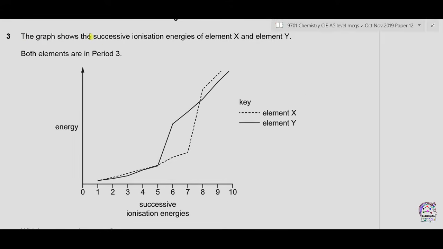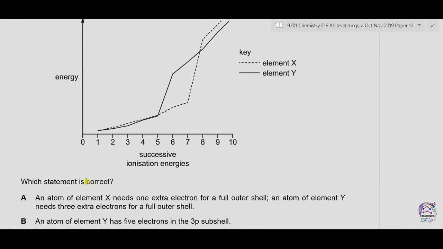Question 3. The graph shows the successive ionization energies of element X and element Y. Both elements are in period 3 of the periodic table. Which statement is correct? We can see in the graph that the line represents element Y and the dotted line represents element X. So this is element Y.